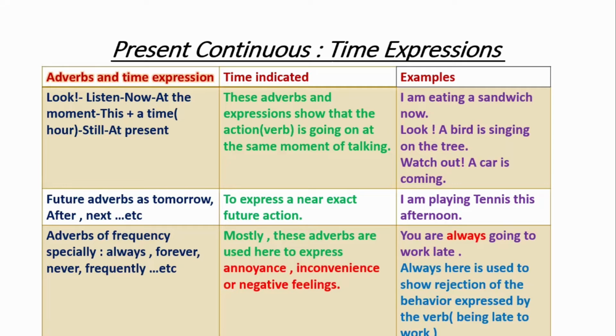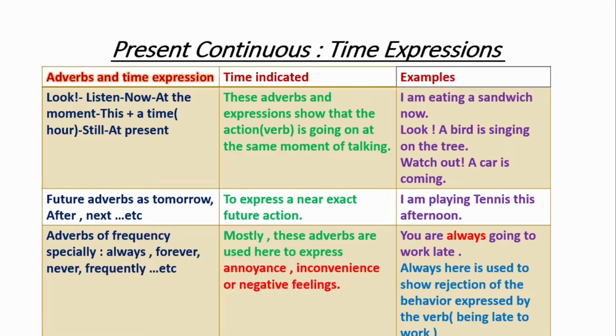And here I can give you another idea. We use adverbs of frequency in any progressive tense, not only in the present continuous, for two purposes, my dear. The first one is to show temporary habits, whether in the present continuous or in the past continuous. And the second is to show annoyance, inconvenience, or negative feeling because of the repetition of the same verb or the meaning intended by the verb in the sentence.